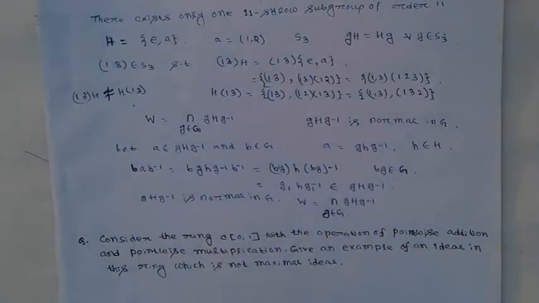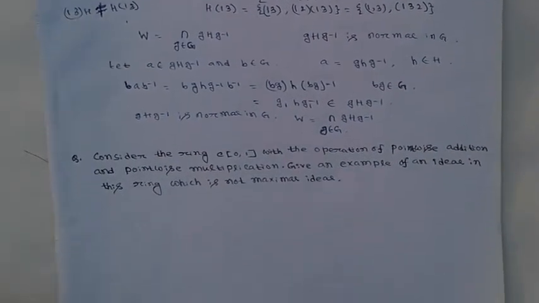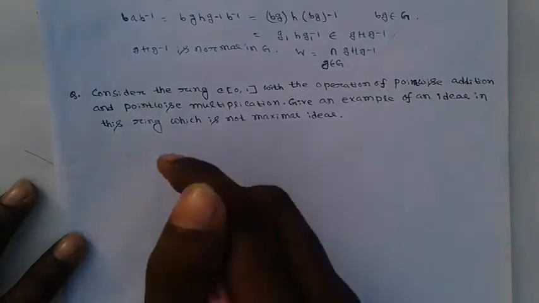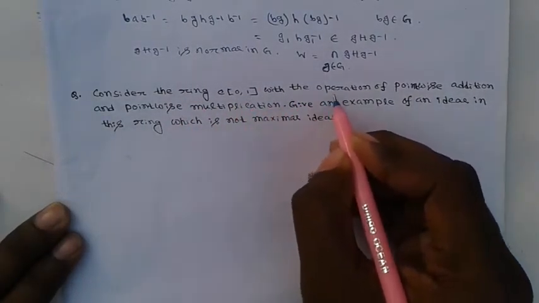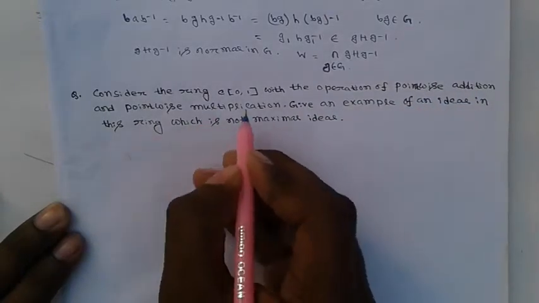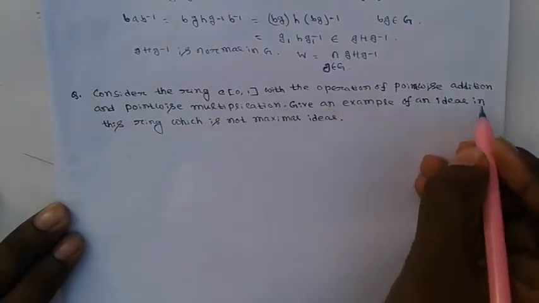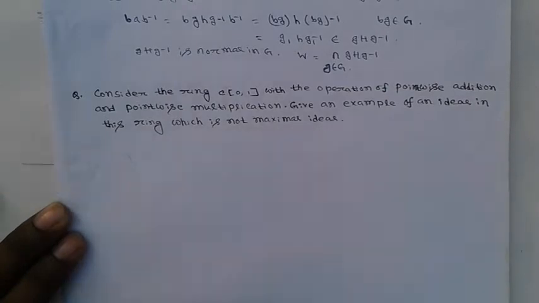Now we look at the fourth question. The question is, consider the ring C[0,1] with the operation of pointwise addition and pointwise multiplication. Give an example of an ideal in this ring which is not a maximal ideal.